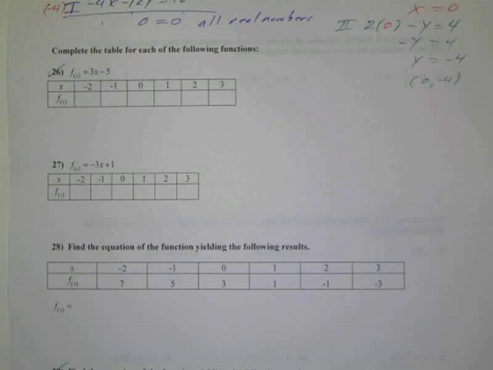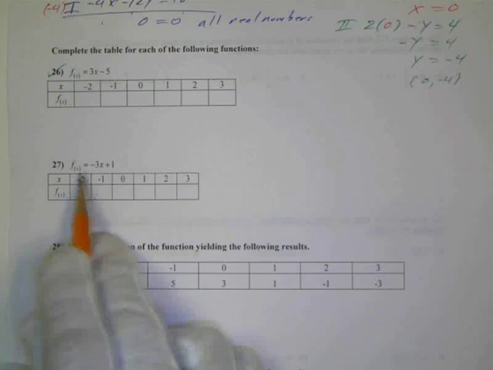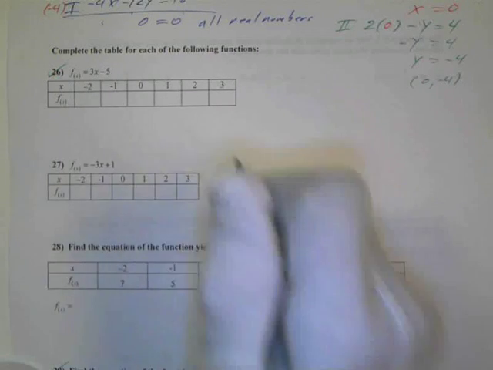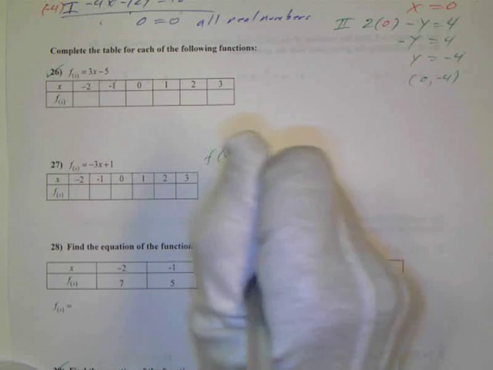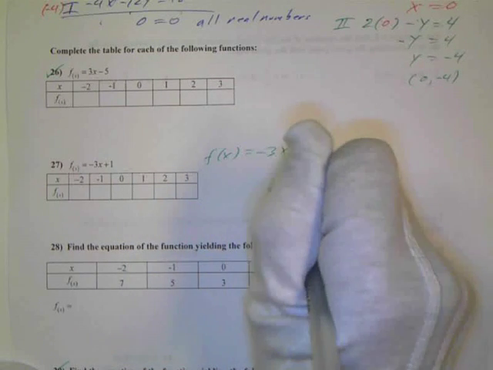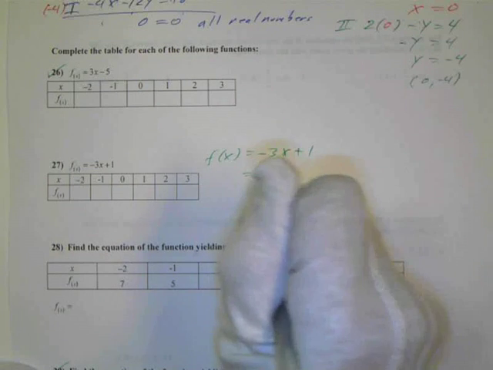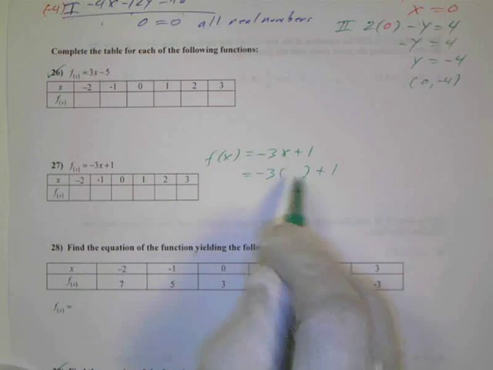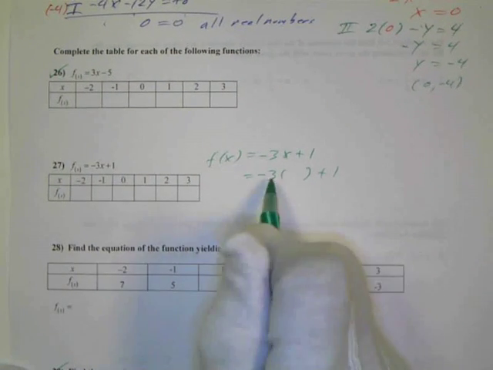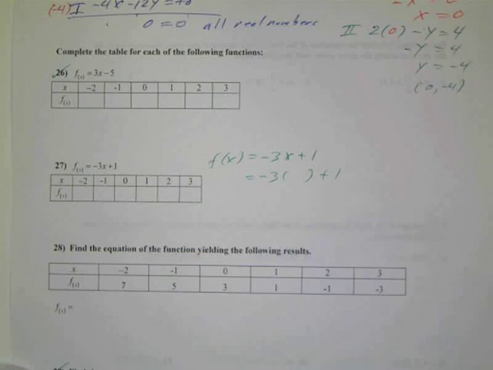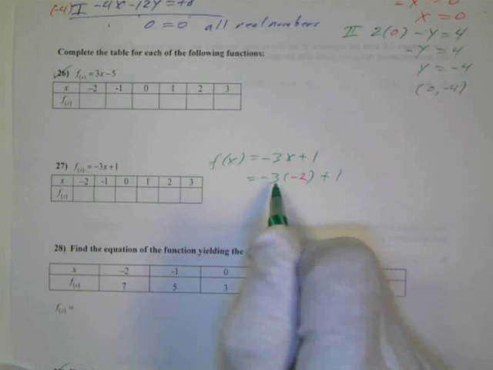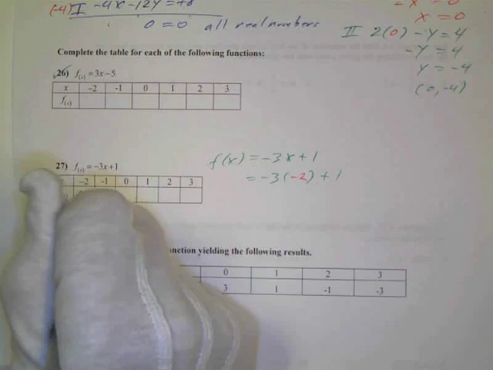Okay, here's number 27. We just want to fill in the table, so we just substitute the values into this function or this rule. It says f of x equals negative 3x plus 1, or negative 3 times something plus 1, and this is going to be the something, so we can put negative 2 in here. If we put negative 2 in here, what's negative 3 times negative 2? Well, that's going to be 6 plus 1, so that's going to be 7.